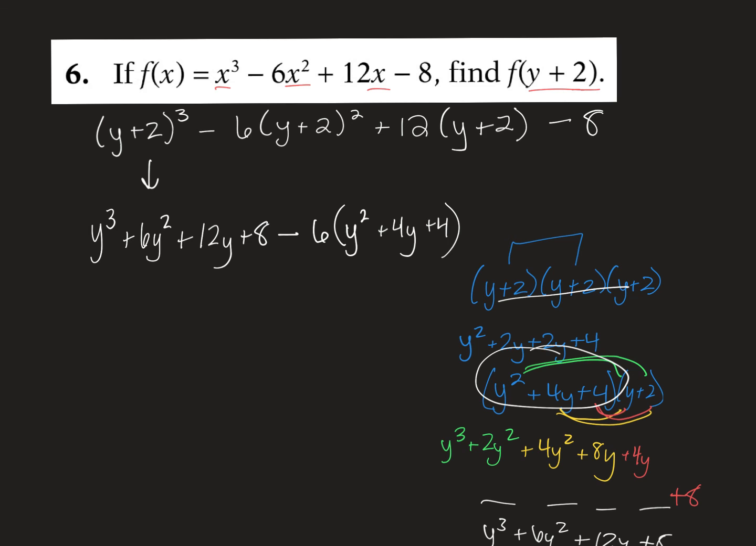Alright, and then you're going to bring down that 12 times y plus 2, and then minus 8. So you're going to distribute your negative 6 to these, distribute your 12 to this, and then you will combine like terms and you will be finished with number 6. Hopefully that helps. I know it's tedious. I think that's the only really long one like that. If it's not, sorry, do it anyway.